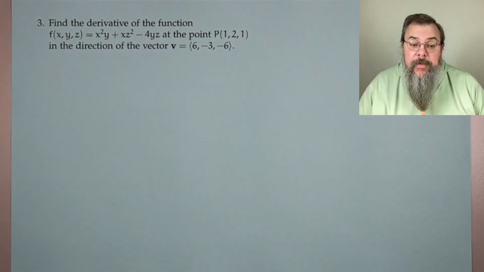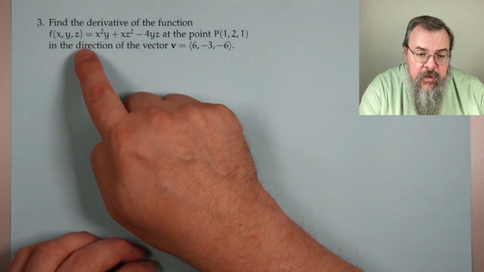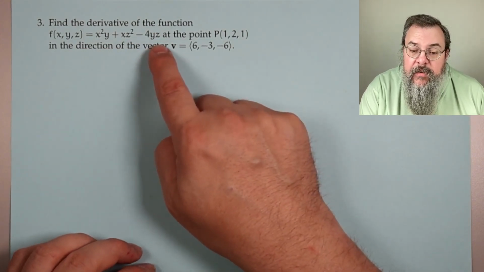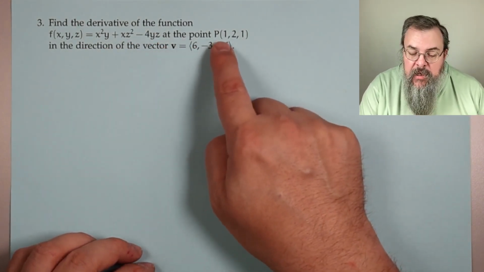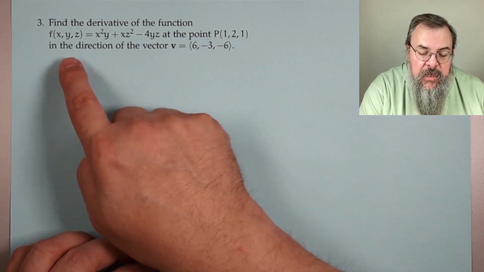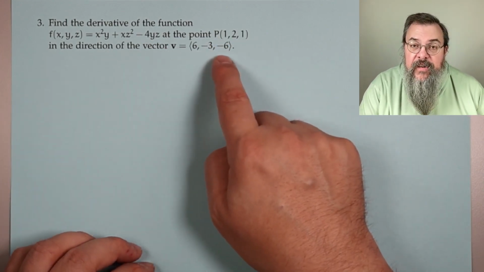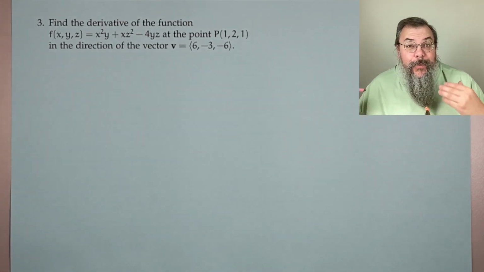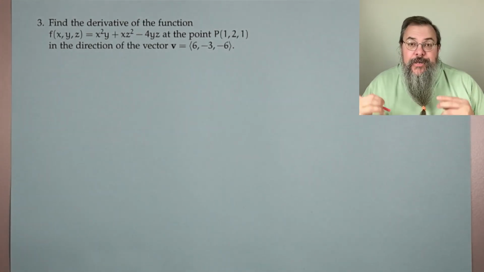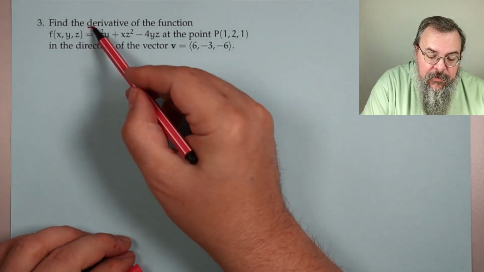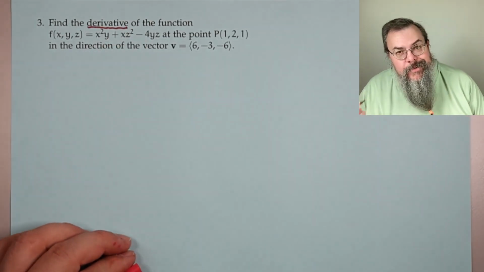Find the derivative of the function f of x, y, z equals x squared y plus x z squared minus 4yz at the point P, 1, 2, 1, in the direction of the vector v, 6, minus 3, minus 6. All right. What kind of problem do we have? Well, there's two key words that pop out to us. Derivative, of course, we're always on the lookout for that because it's calculus, come on.